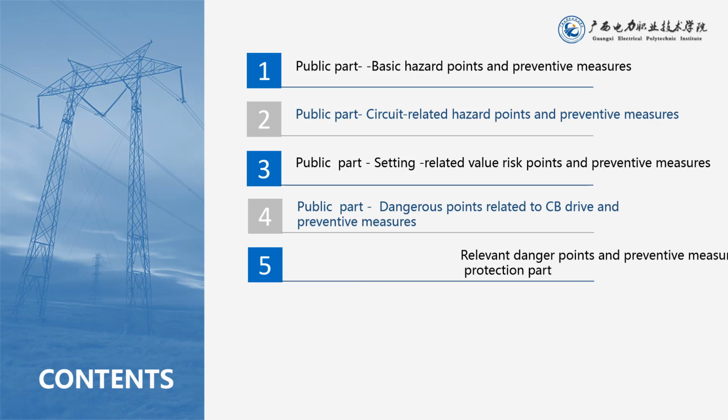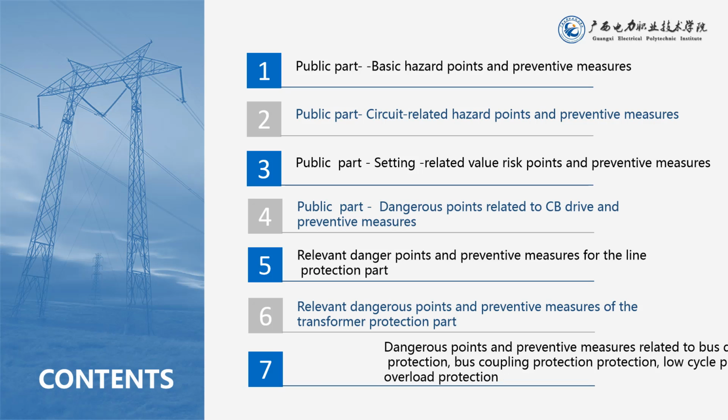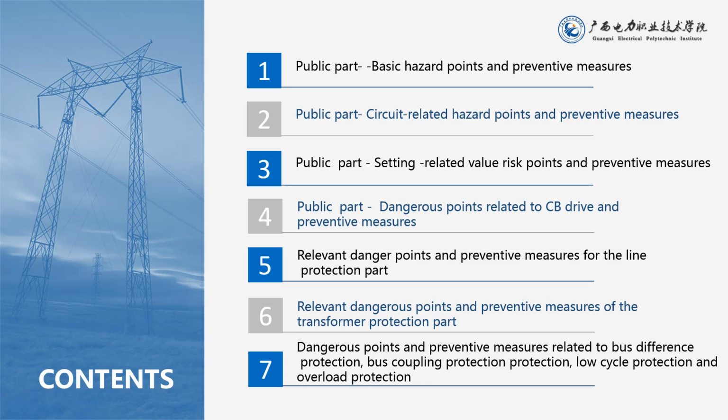5. Relevant danger points and preventive measures for the line protection part. 6. Relevant dangerous points and preventive measures of the transformer protection part. 7. Dangerous points and preventive measures related to bus difference protection, bus coupling protection, low cycle protection and overload protection.